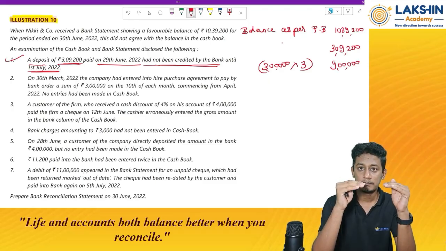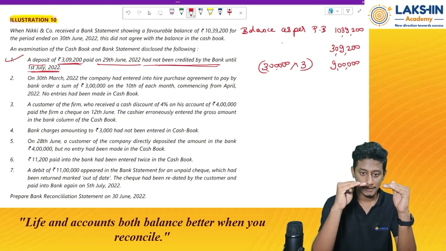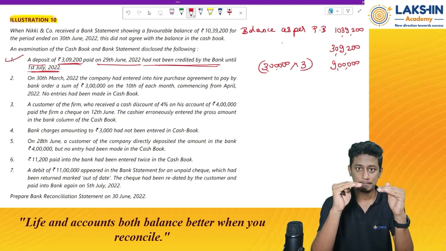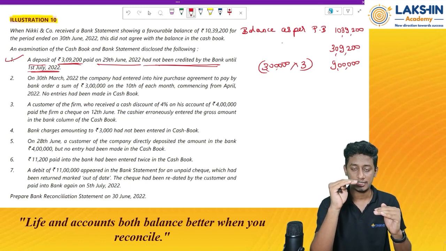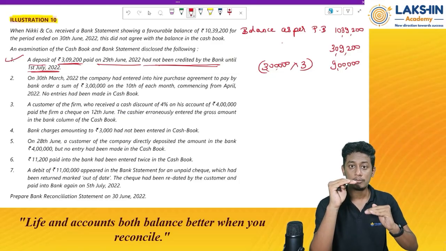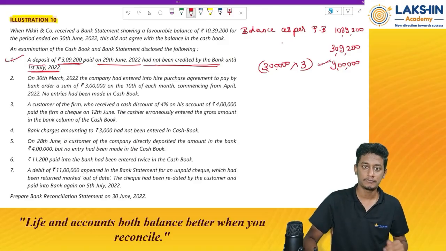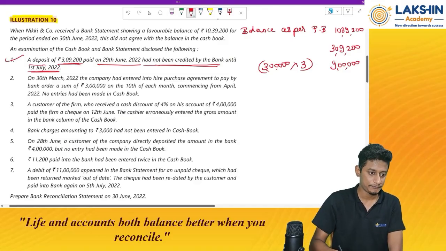Both were equal. Let's see whether to add or deduct. Cash book remains the same. Passbook is deducted, right? So the passbook balance has reduced because the bank has paid the money 3 times. 1, 2, 3. Now, to make these both equal, what should I do? I can increase or decrease only the passbook. So, to make it equal, I should add. So, I have added it over here.